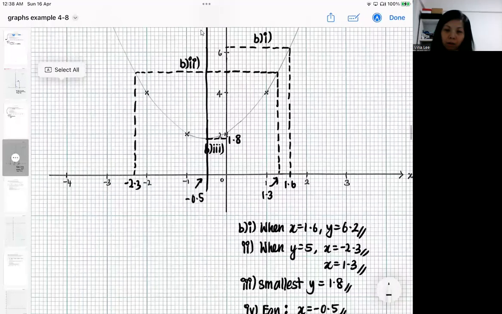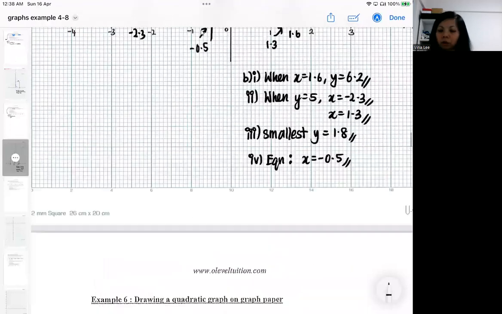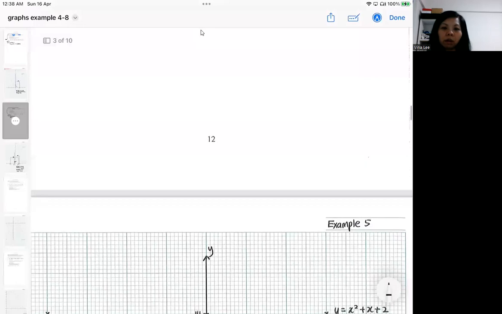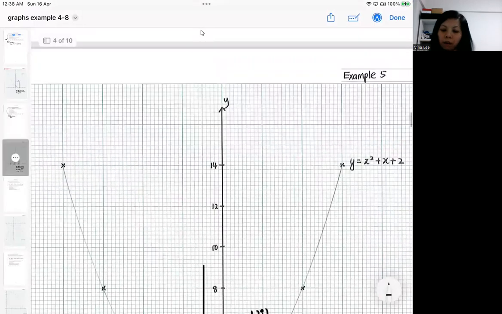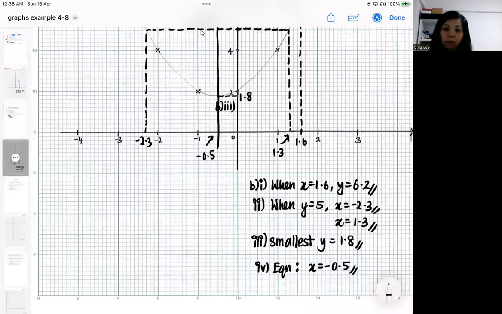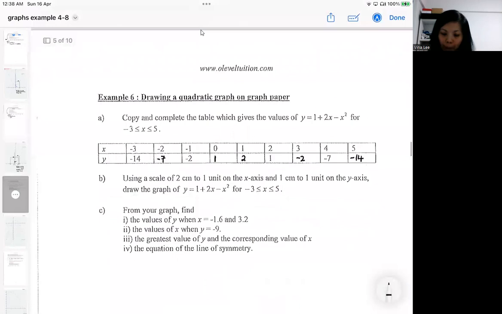Or else you get no marks. I have been saying that a lot of times. So please make sure you earn every single mark. It's actually very easy to earn the marks. If you just draw it properly, you get 3 marks. Every answer that you get is like one mark each. So it actually adds up to a lot of marks for a quadratic graph.